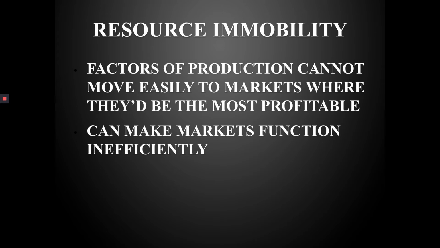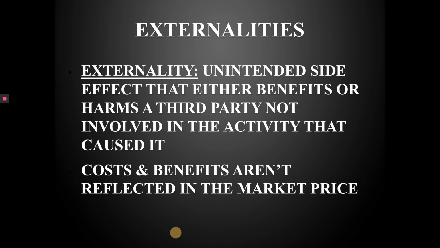It says factors of production cannot move easily to markets where they'd be most profitable. So, if U.S. Steel is not making things effectively, but another company is, but they can't get the steel that they need, see the problem there? U.S. Steel can jack the prices up, even though they're wasting those natural resources, and the other companies are not going to be able to get the products they need in order to make the product, even though they make a more effective and better product. Okay, so it's all about who controls the resources.